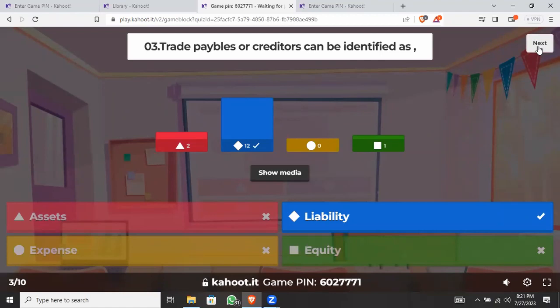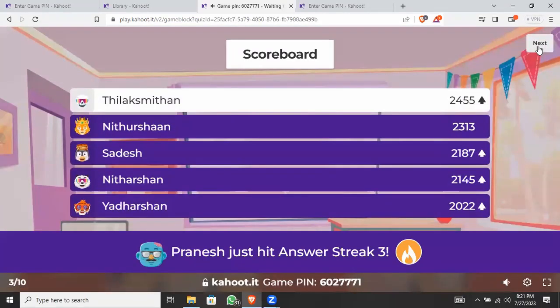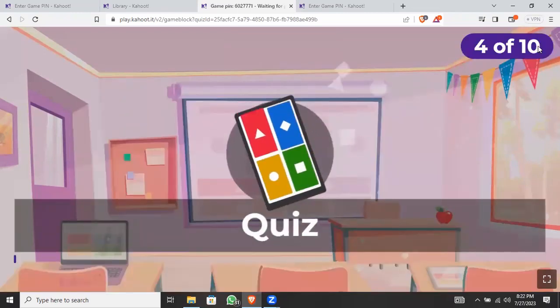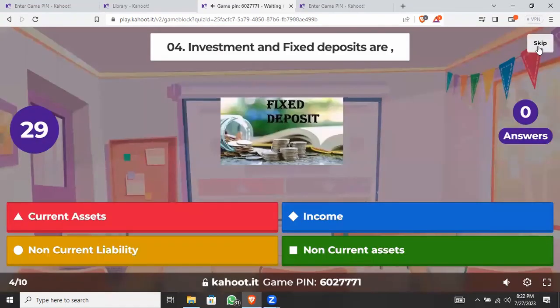So let's move to the scoreboard again. Tilakshmithan got the first place now. So let's move to question number 4. Investment and fixed deposits are current assets, income, non-current liability or non-current assets. Select your answer quickly. Another 15 seconds more.